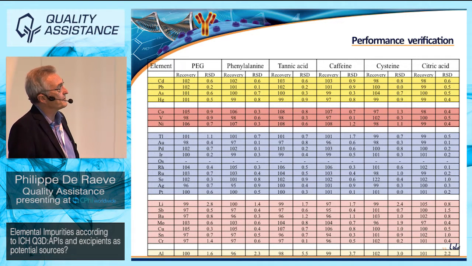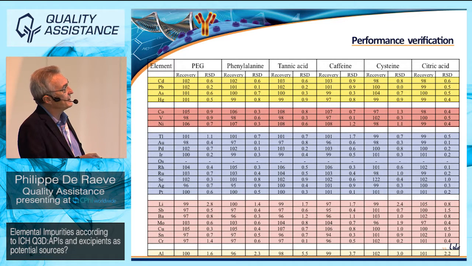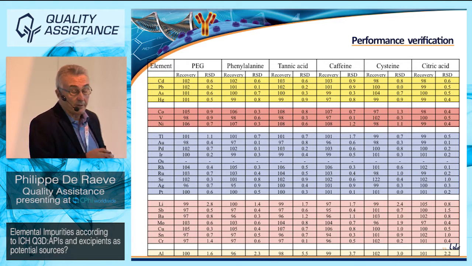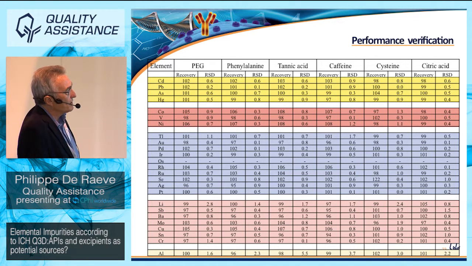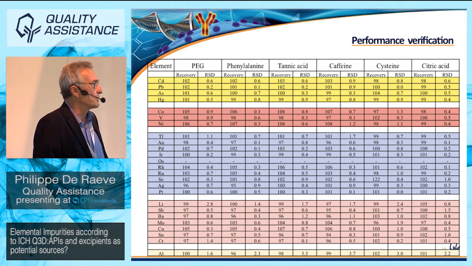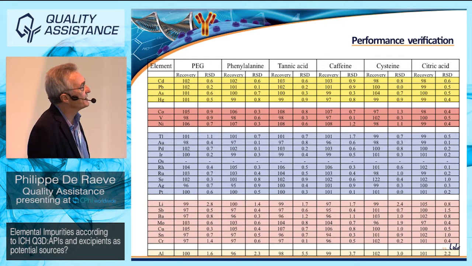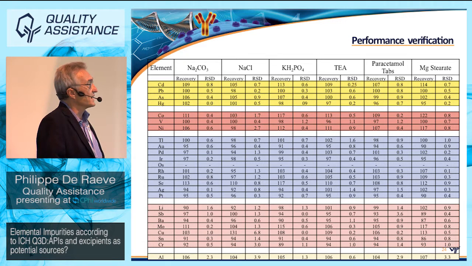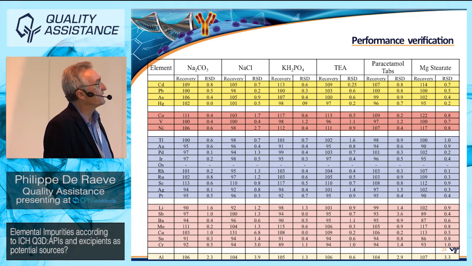Here are the results of the performance verification for polyethylene glycol, phenylalanine, tannic acid, and so on. You have always the recoveries and the RSDs. We will not review all the results, but once again, always close to 100% with very good RSDs, lower than 5% for most of the elemental impurities. And here are the results for 6 additional matrices, the inorganic salts, triethylamine, paracetamol tablets, and magnesium stearate. And once again, you can check that the recoveries are well within the acceptance criteria with very good RSDs.